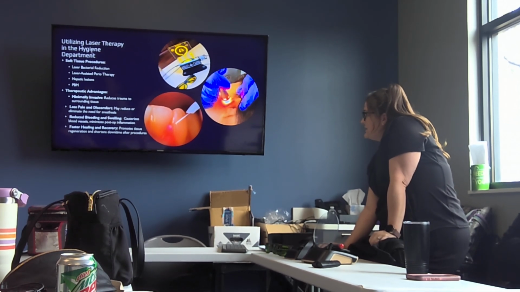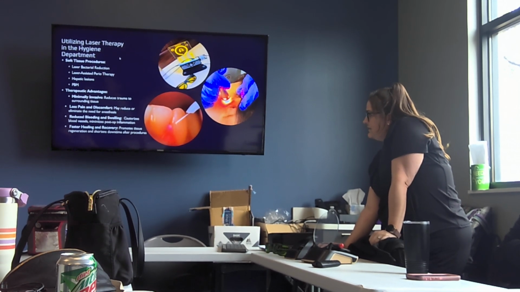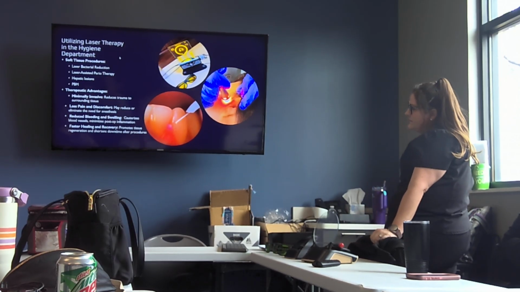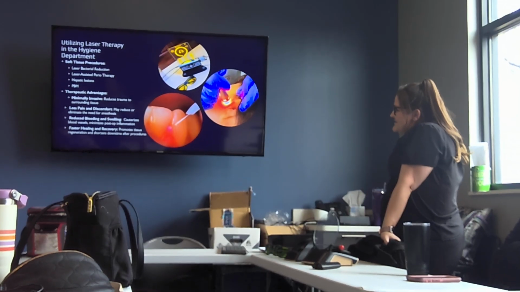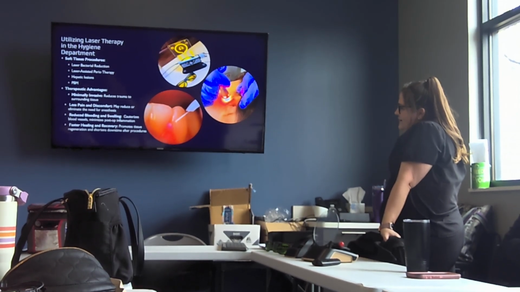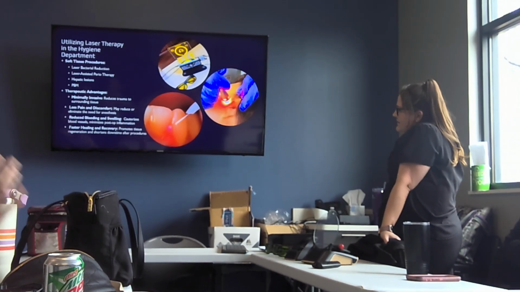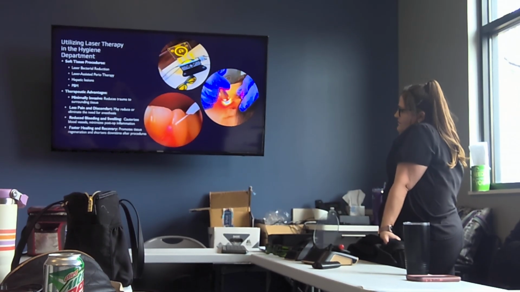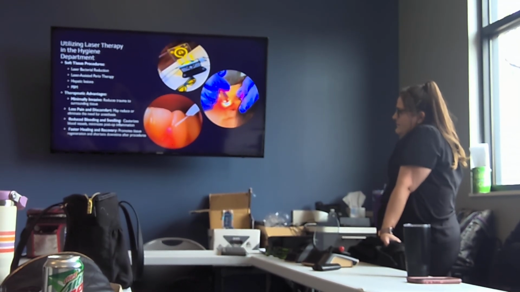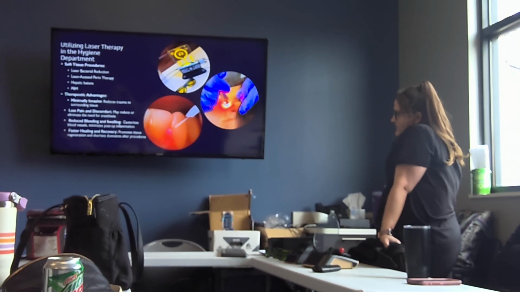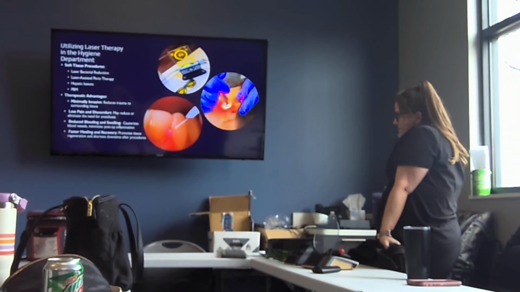So utilizing it in the hygiene department specifically, hygienists can only use it for soft tissue procedures. So that's LBR, the laser bacterial reduction, the periotherapy, the herpetic lesions, and then PBM. And then some of the therapeutic advantages, again, minimally invasive, reduces the trauma to the surrounding tissues.